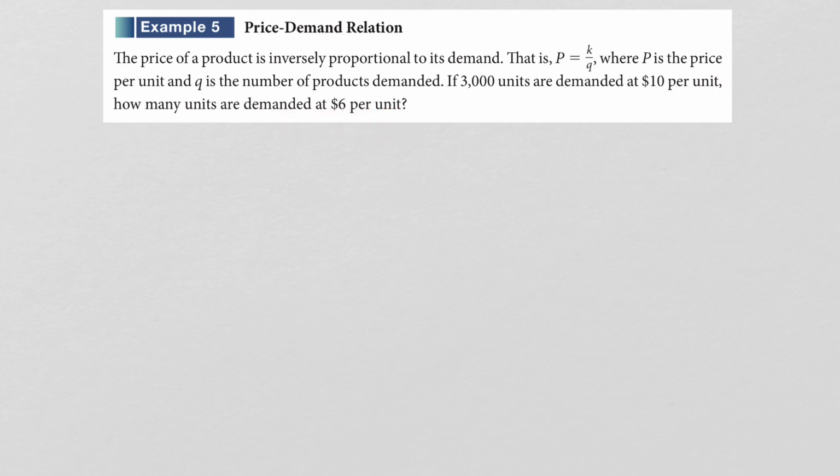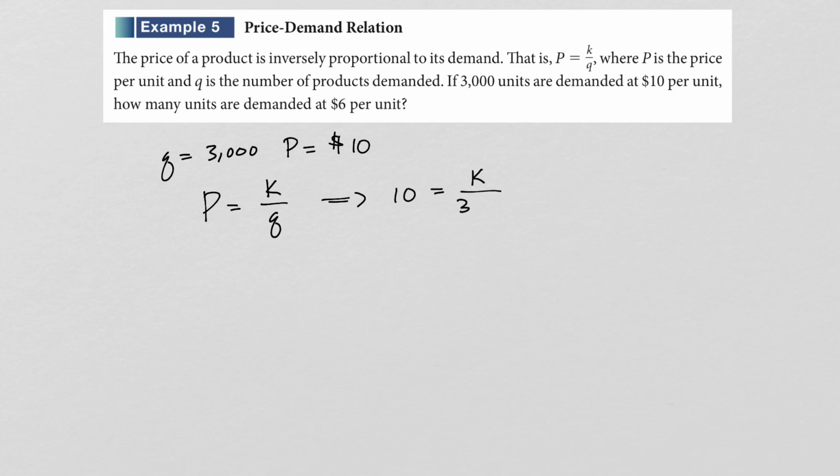All right. So we know that when the demand Q, that's the quantity, is 3,000, the price P is $10 per unit. So if I have my formula P equals K divided by Q, I can plug those quantities in to get 10 is equal to K divided by 3,000. Multiplying both sides by 3,000 to solve for K gives us K is equal to 30,000. So that means our price-demand equation is P equals 30,000 divided by Q.